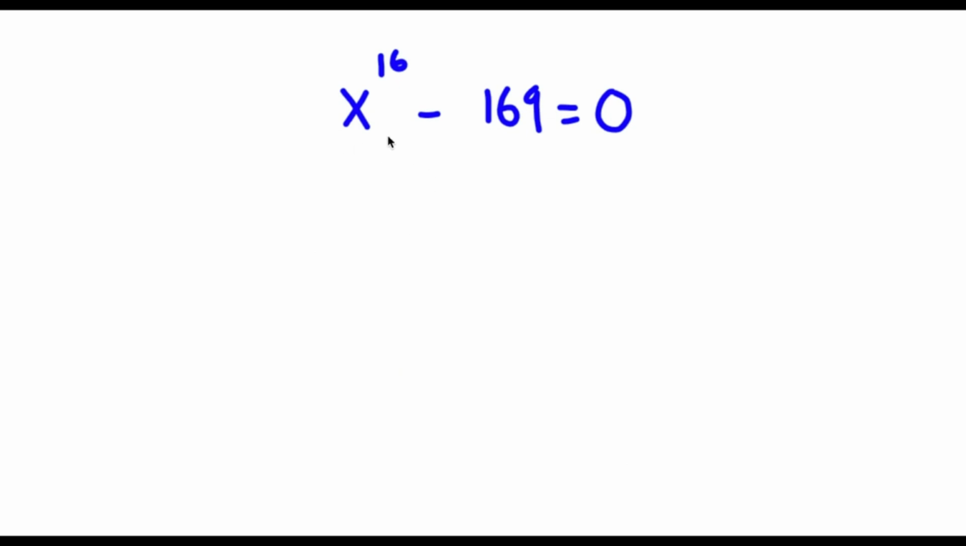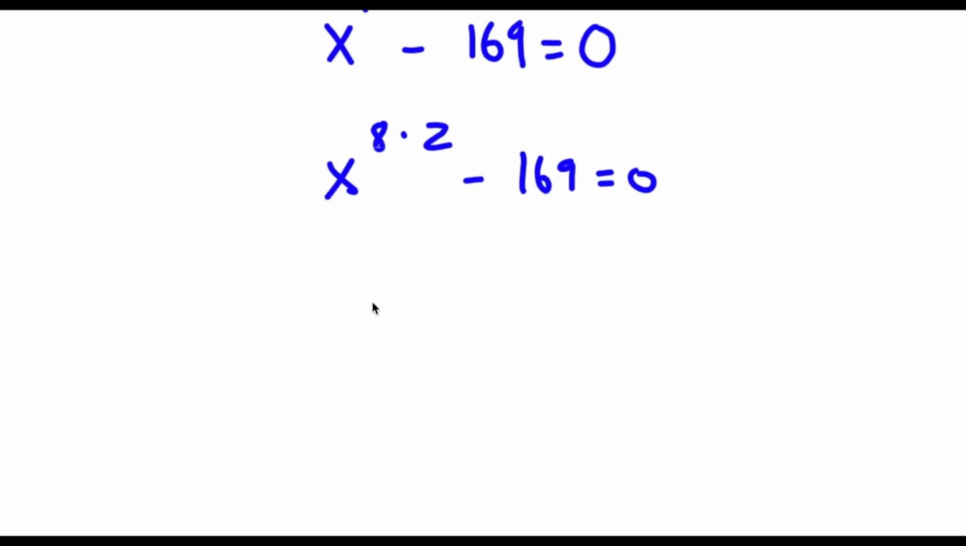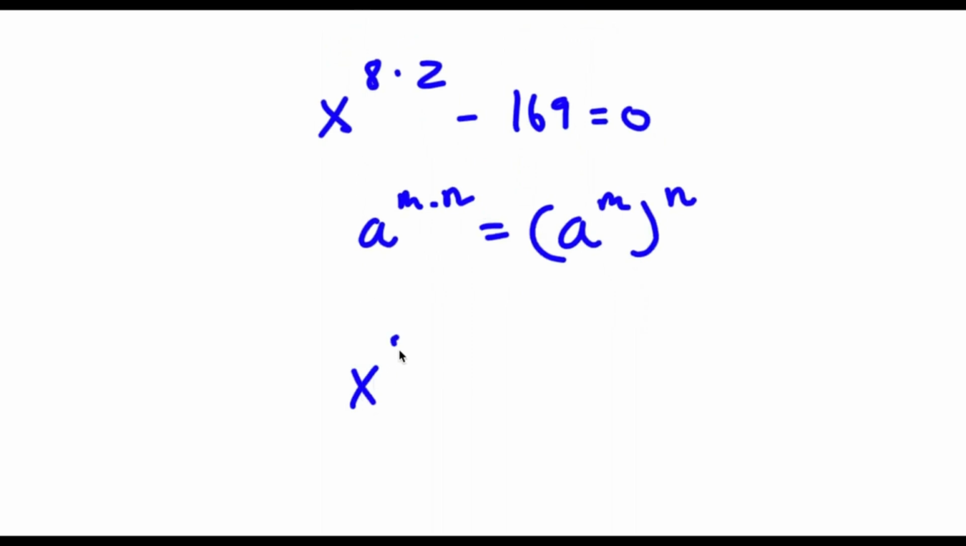Alright, so I have x to the power of 16 minus 169 is equal to 0. Now x to the power of 16 we can rewrite as x to the power of 8 times 2, because 16 is equal to 8 times 2. And now if I have something in the form a to the power of m times n, this is the same thing as a to the power of m to the power of n. So x to the power of 8 times 2 is going to equal x to the power of 8 to the power of 2, minus 169, which is the same thing as 13 to the power of 2.